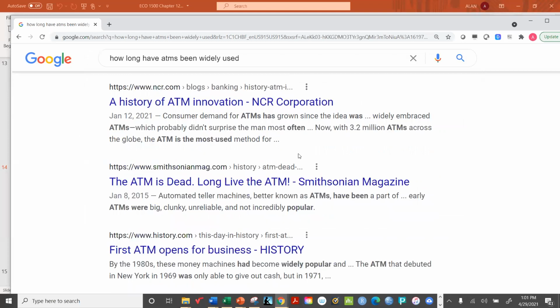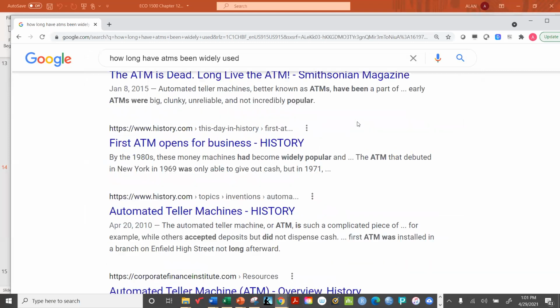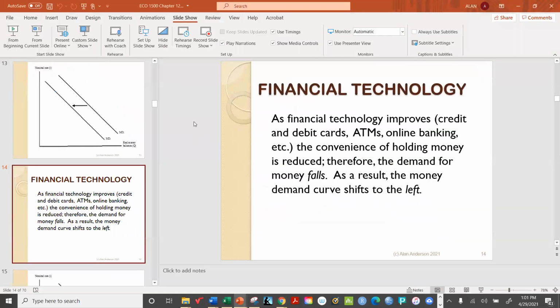Well, all right, let's say it's been 25 years or so, maybe 30. What happened before that? What if you ran out of money? What would you have to do? Cash a check. Cash a check in a bank. You had to go to a physical bank to get your money.